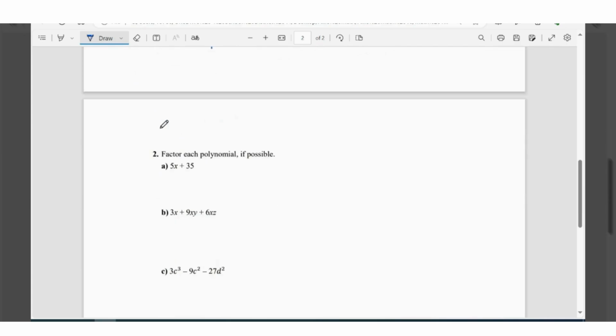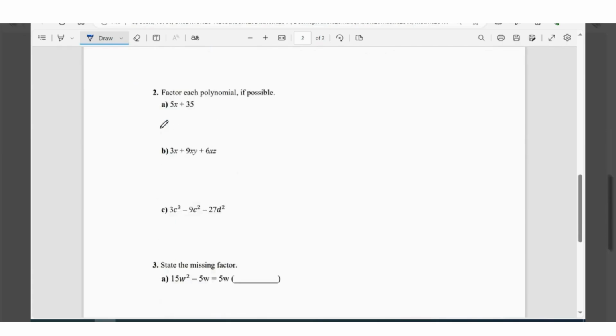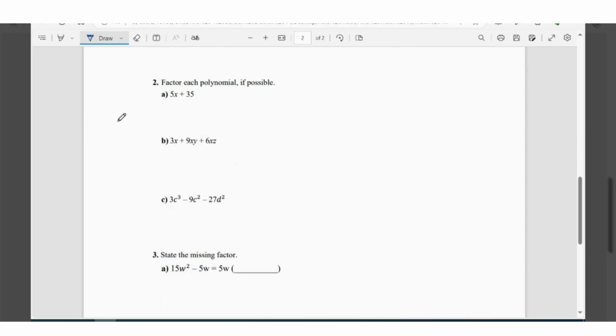And now let's do a few questions. What these questions will look like, you need to factor each polynomial. So previously we were used to kind of doing the reverse of this, and I'll show you when we check our answers. But now we're kind of doing an opposite.